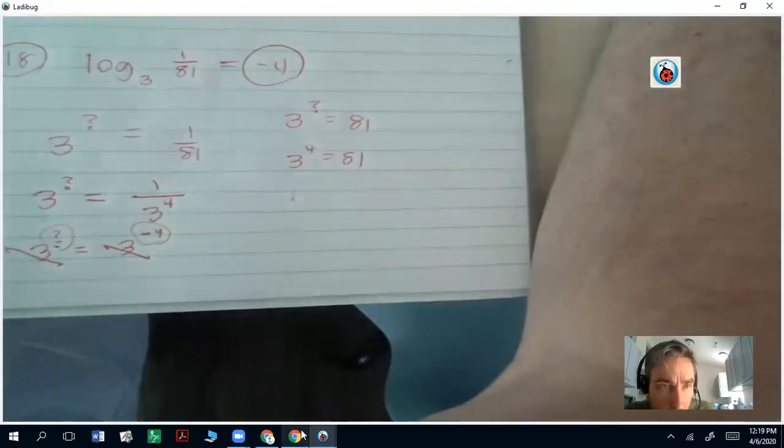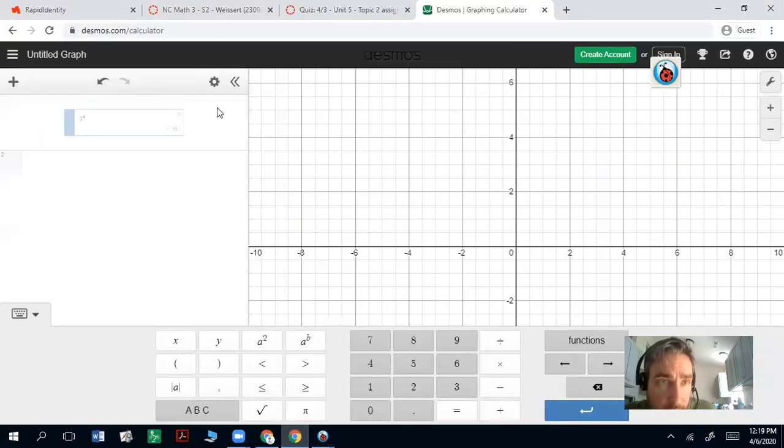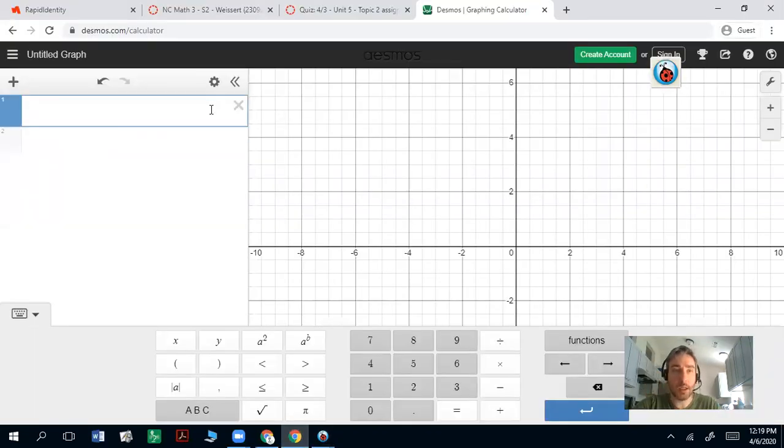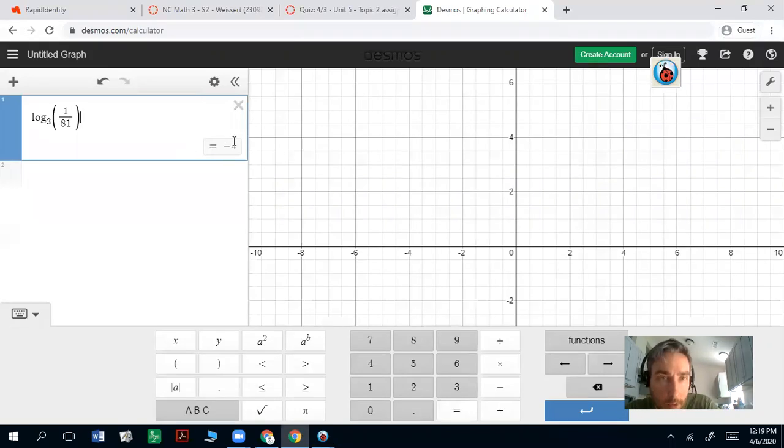Now, if you don't want to go through all of that, you can type in this. You would say log, shift underscore, 3, right arrow, parentheses, 1 divided by 81, right arrow, close parentheses. And your answer is negative 4 right there. No questions asked. You have the answer.